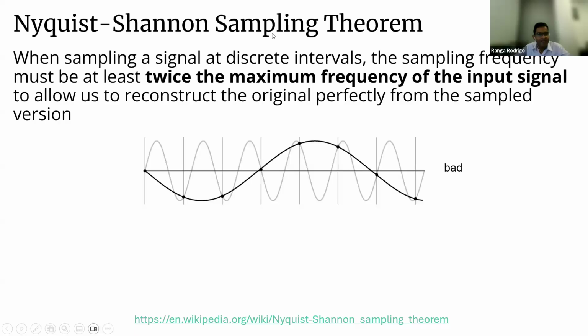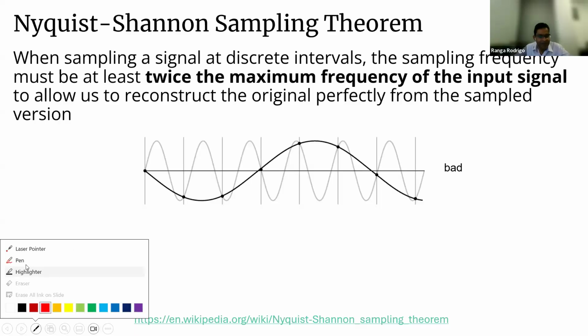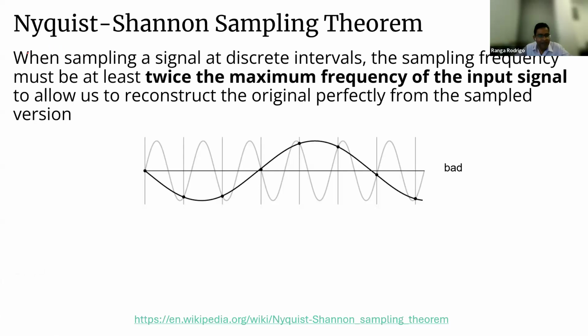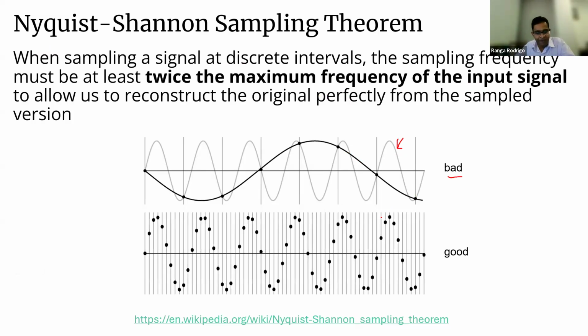Okay. So you have to know about the Nyquist sampling theorem. I think most of you know that. When sampling a signal at a discrete interval, the sampling frequency must be at least twice the maximum frequency of the input signal to allow us to reconstruct the original signal perfectly from the sampled version. So here this is bad. You can see this signal is of high frequency, but you are sampling at a lower frequency. So it's bad. But this one is okay. This sampling is good.